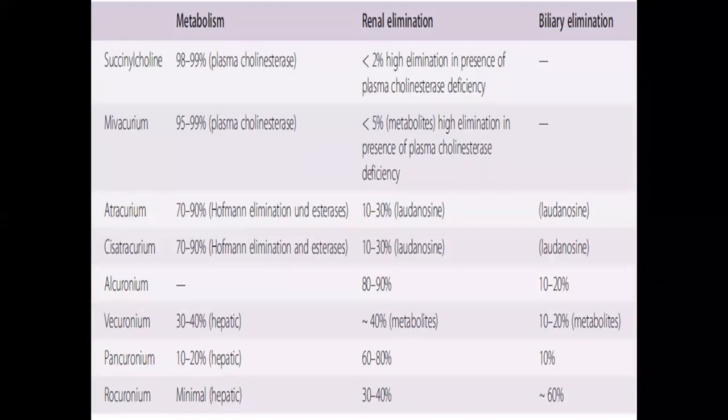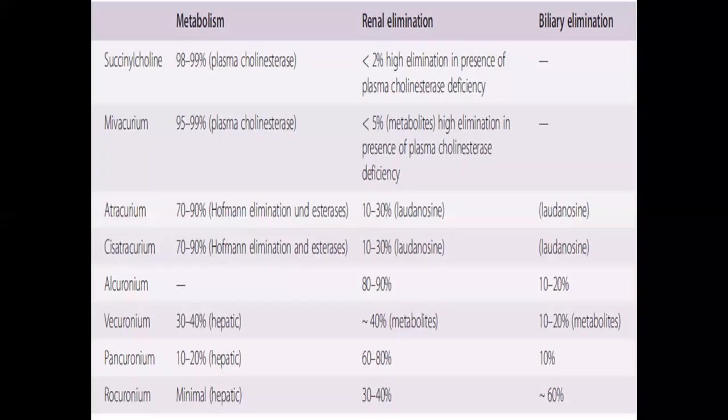Atracurium and cisatracurium, which we use widely in our setup also, undergo Hofmann elimination, and they are also metabolized to some extent by the plasma esterases. Hofmann elimination is a special kind of metabolism. It is dependent on the body temperature and the pH of the blood. If the body temperature is high, their elimination and metabolism are very much increased.